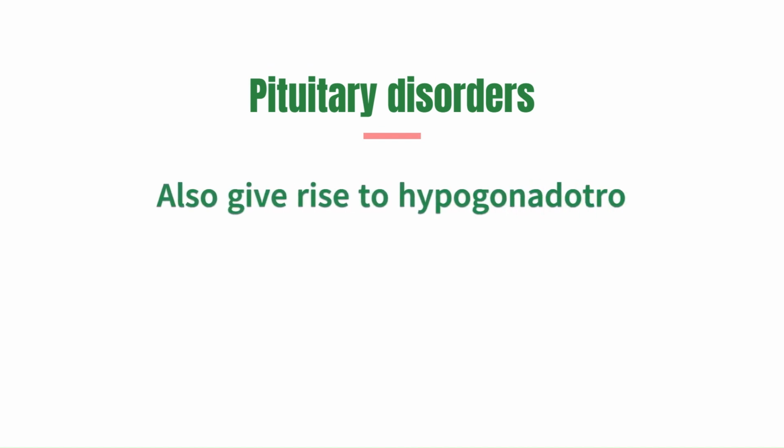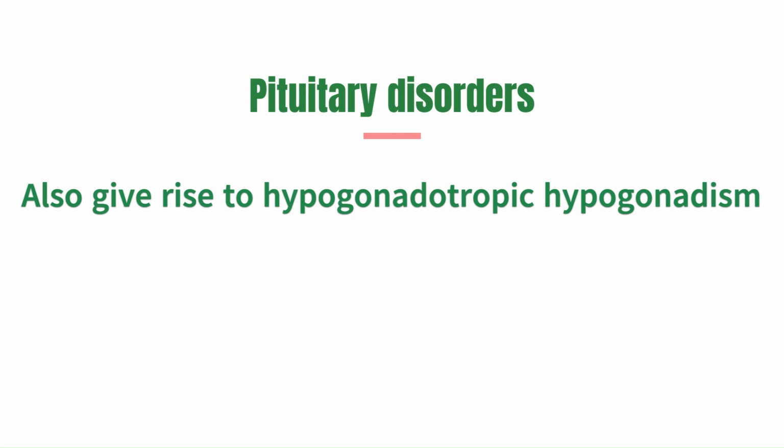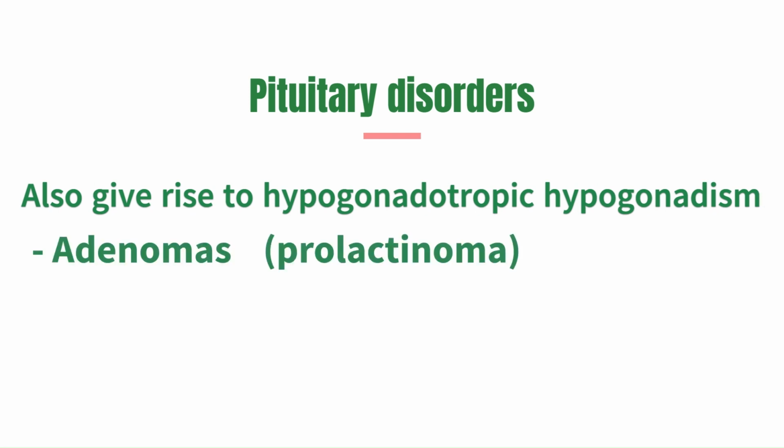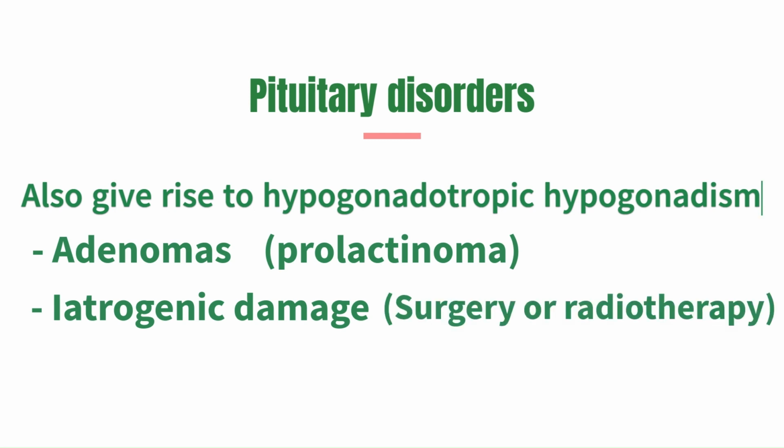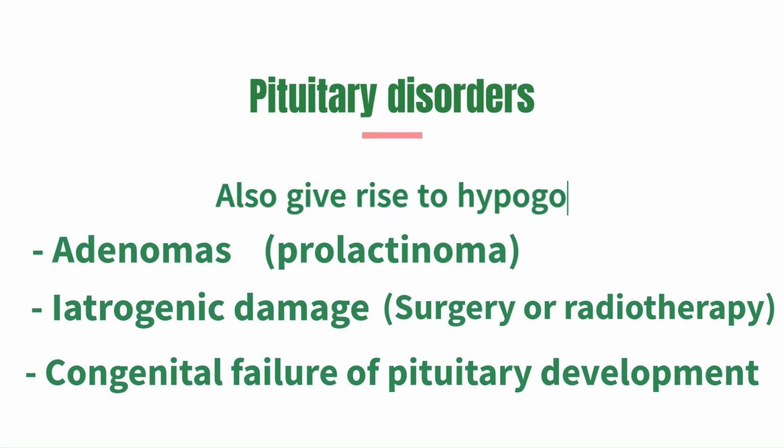Number 2 are pituitary disorders. Pituitary disorders also give rise to hypogonadotropic hypogonadism with the following causes: adenomas, of which prolactinoma is most common, iatrogenic damage like surgery or radiotherapy, and congenital failure of pituitary development.